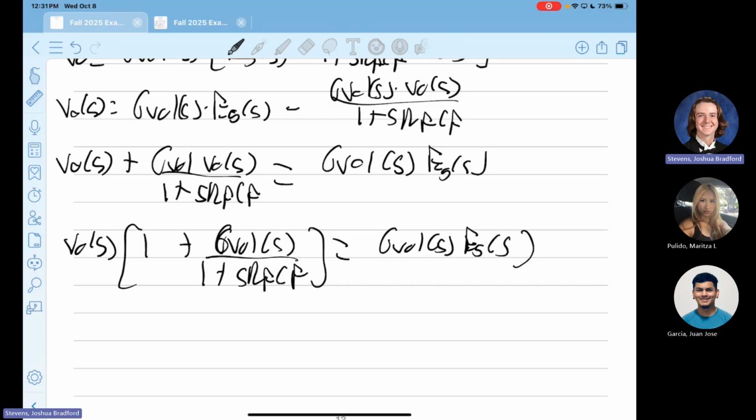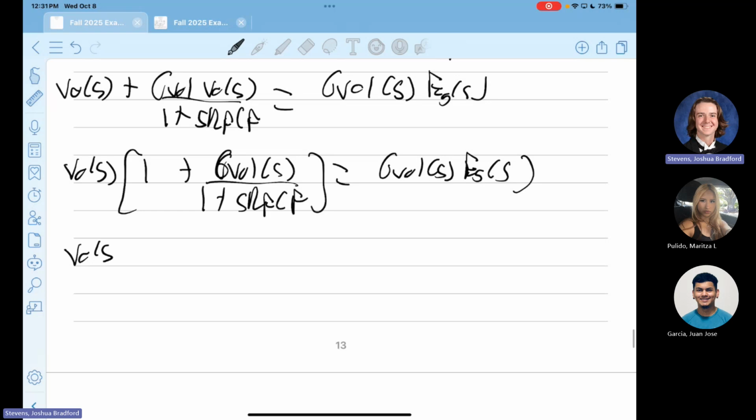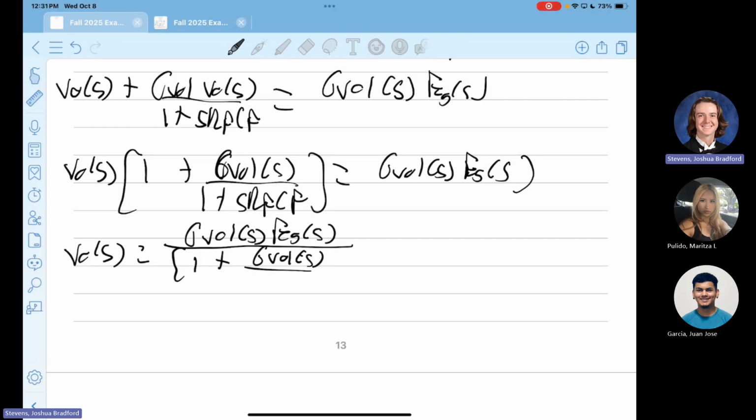Okay. I'm then just going to get V out by itself, so divide over. I will show you why in just a sec. V out of S equals G vol of S, EG of S, divided by 1 plus G vol of S over 1 plus SRF CF.